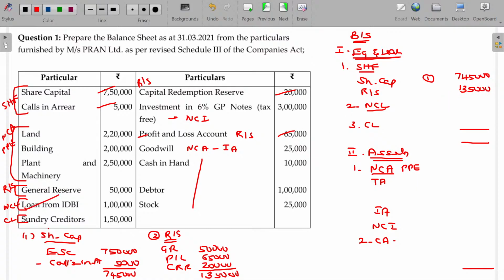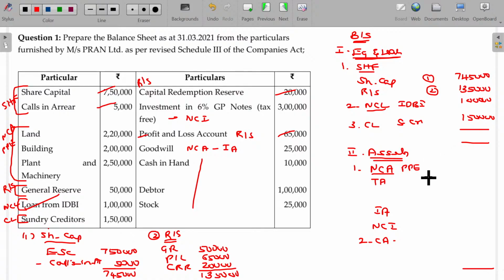And the non-current liabilities, loan from IDBI only we have. The value being 1 lakh. And under current liabilities, we have only one item, sundry creditors. The value being 1,50,000.